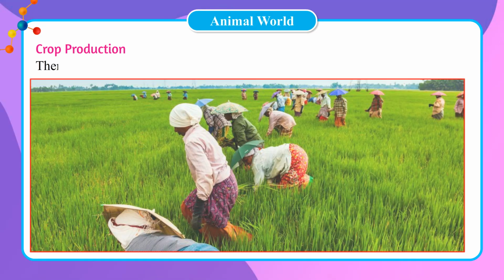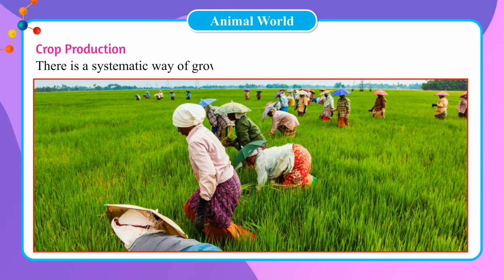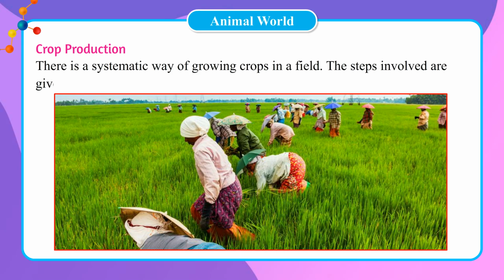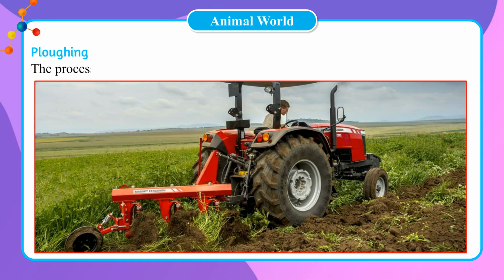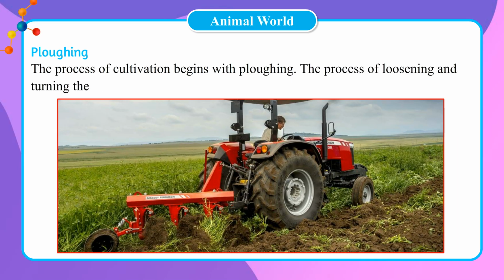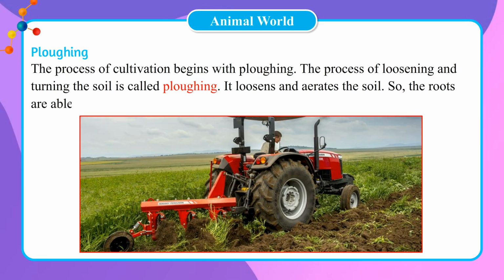Crop production. There is a systematic way of growing crops in a field. The steps involved are given below. Plowing. The process of cultivation begins with plowing. The process of loosening and turning the soil is called plowing. It loosens and aerates the soil. So, the roots are able to penetrate deeper.